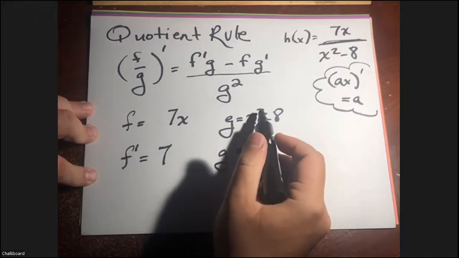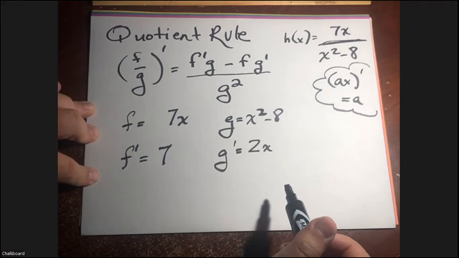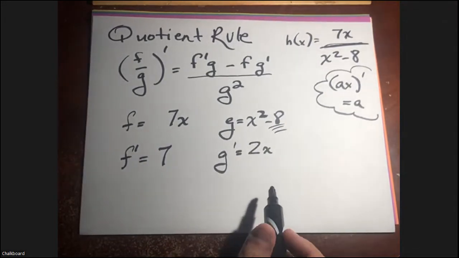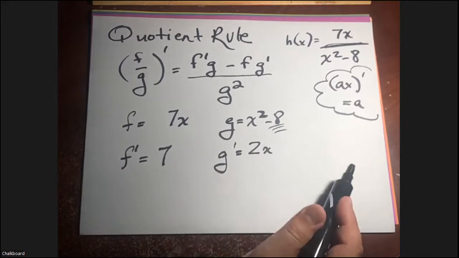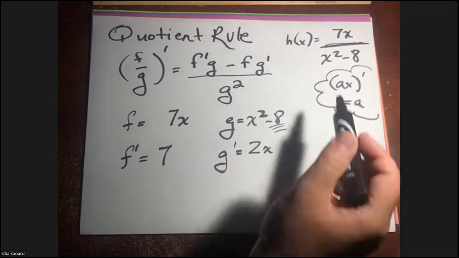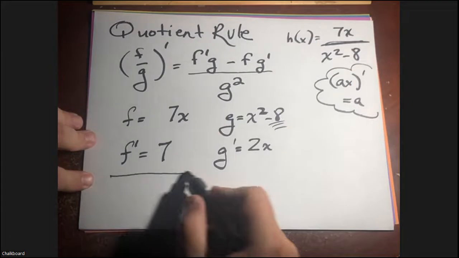And then here, a similar situation with g prime. We're going to do the x squared, which, by the way, you'll do so many times that you'll start to remember x squared makes 2x. And then what's the derivative of negative 8? Don't forget, the derivative of any constant is 0, so it's going to evaporate. Now I have f, g, f prime, and g prime, and I can put them all together to figure out the derivative of h. It would look something like this.